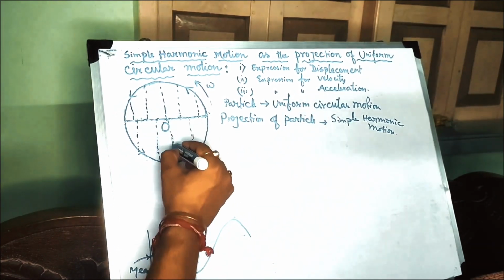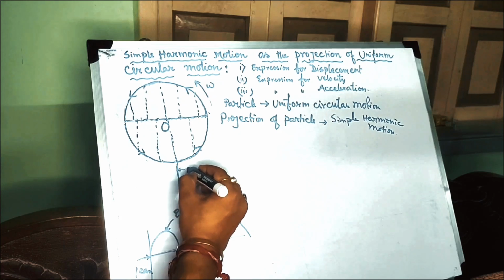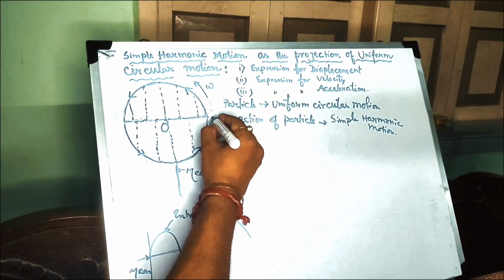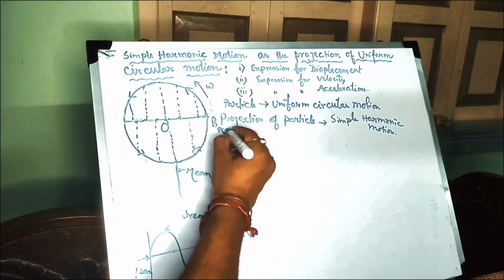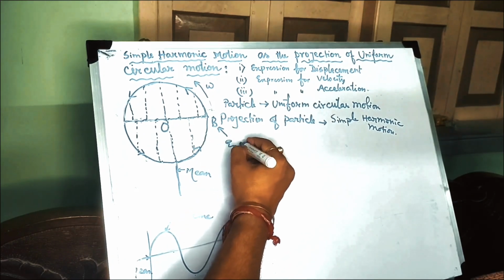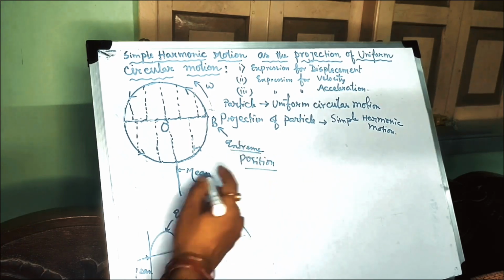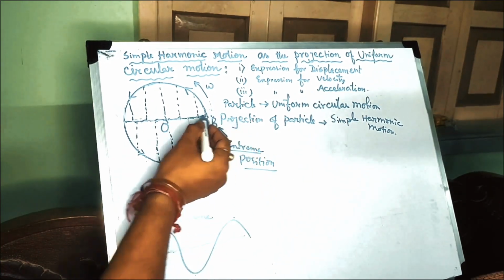Now you can see this O position is nothing but the mean position. O is the mean position, and if we consider a point, let's assume B, then this B position is known as the extreme position. So from the mean position it is going to the positive extreme, then again the negative extreme.